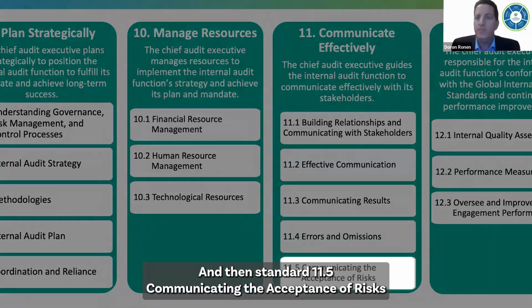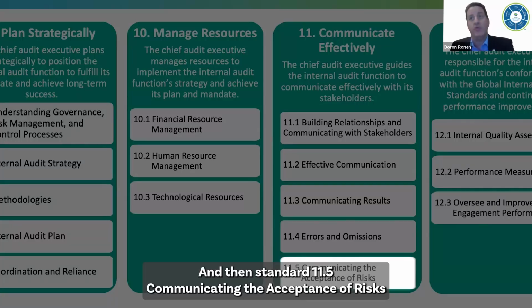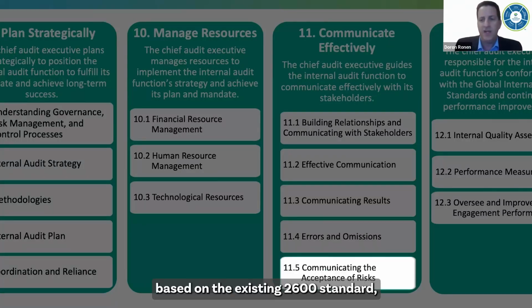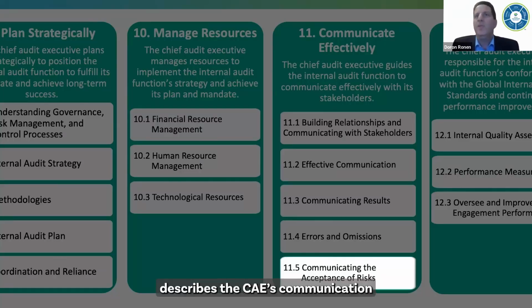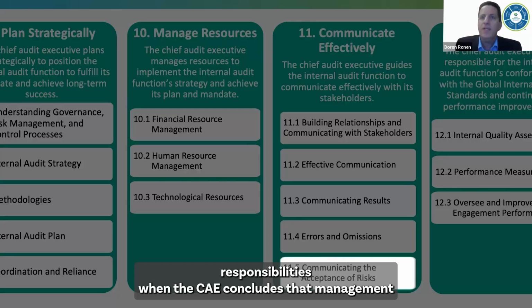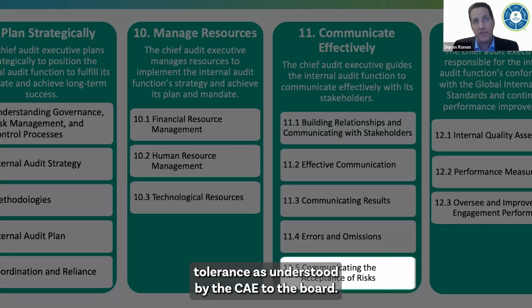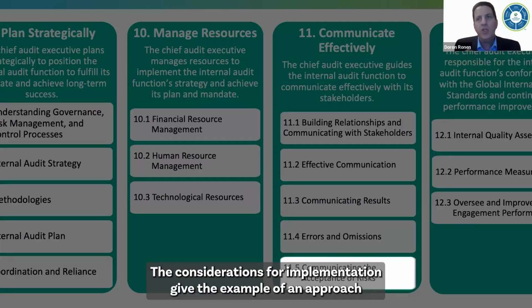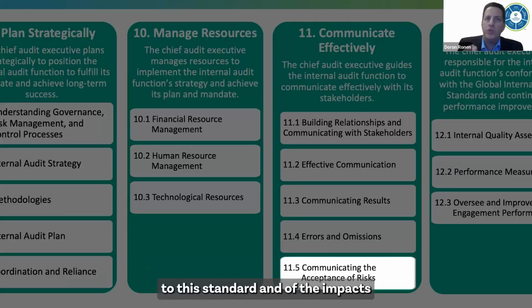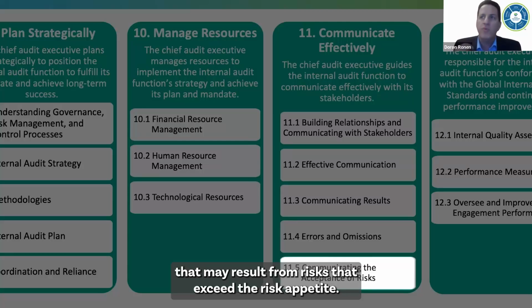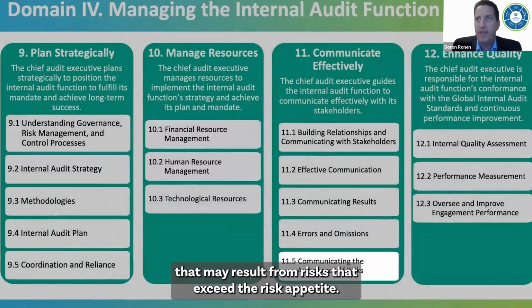And then standard 11.5, Communicating the Acceptance of Risk, based on the existing 2600 standard, the famous one, describes the CAE's communication responsibilities when the CAE concludes that management has accepted a level of risk that exceeds the organization's risk appetite or risk tolerance, as understood by the CAE, to the board. The considerations for implementation give examples of an approach to this standard and of the impacts that may result from risks that exceed the risk appetite.